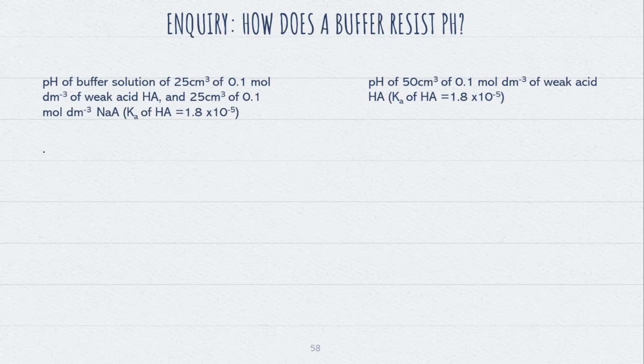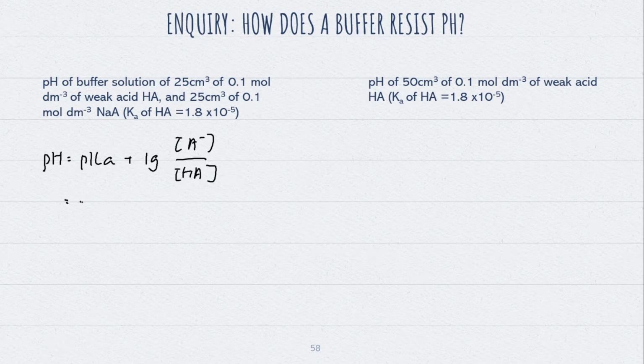So as using buffer, the golden formula to use is always pH equals pKa plus log salt over acid. Okay, so here you just punch in the numbers.